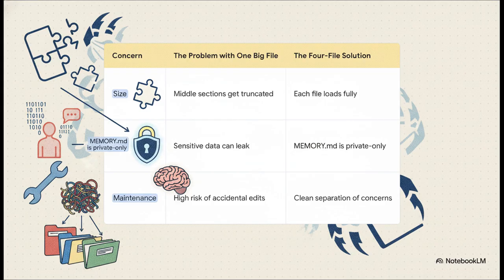Second, privacy. This one's huge. You might want to use your AI in a group chat, right? But you definitely don't want it blurting out your sensitive info. The solution? That memory file? It only loads when you're in a private one-on-one chat.